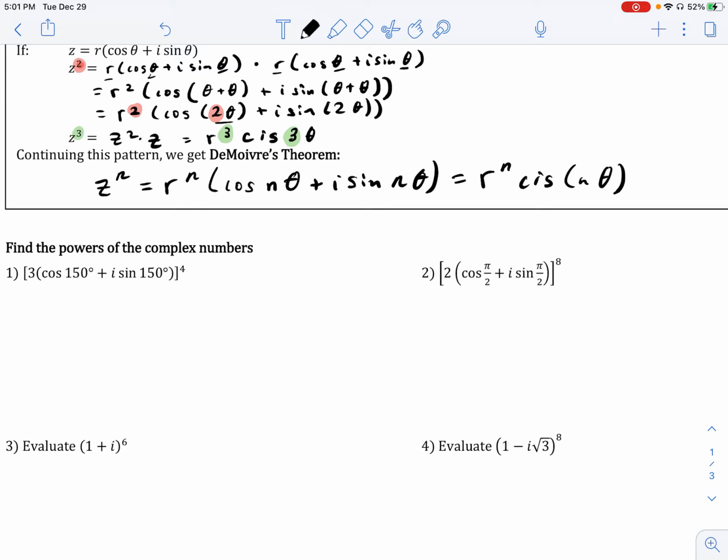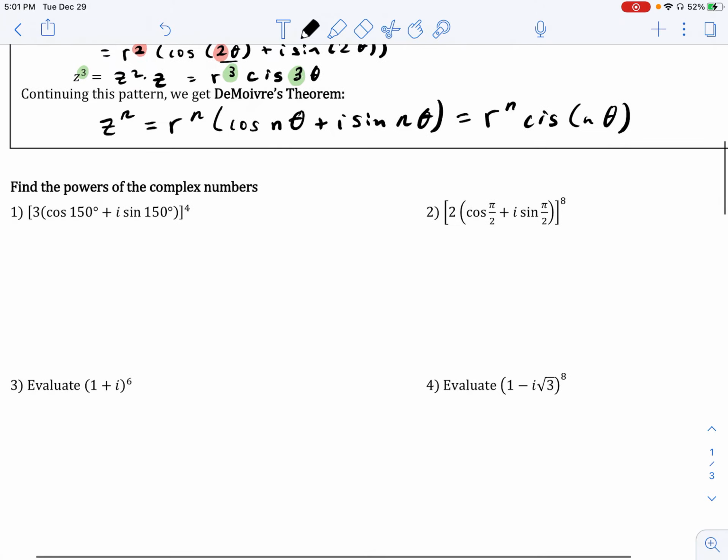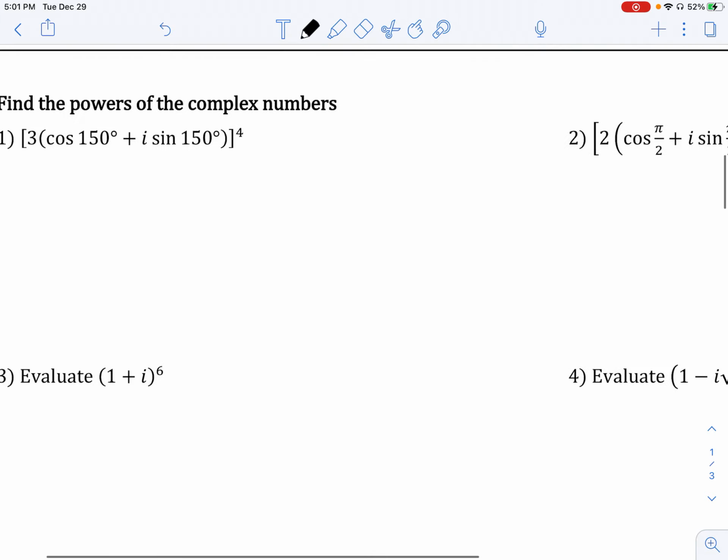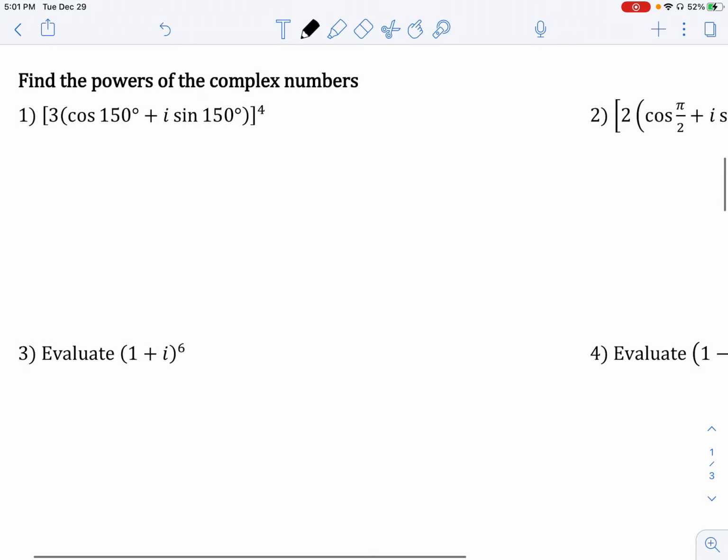So let me go ahead and do 2 with you. One example where the complex number is in trigonometric form, and then we'll do one where the complex number is still in standard form. So let's take a look at something like number 1 here. Well, we've got 3 times cosine 150 plus i sine 150, and we're going to raise this complex number to the 4th power. So to say the following, z to the 4th, z being our complex number raised to the 4th power, is the following.